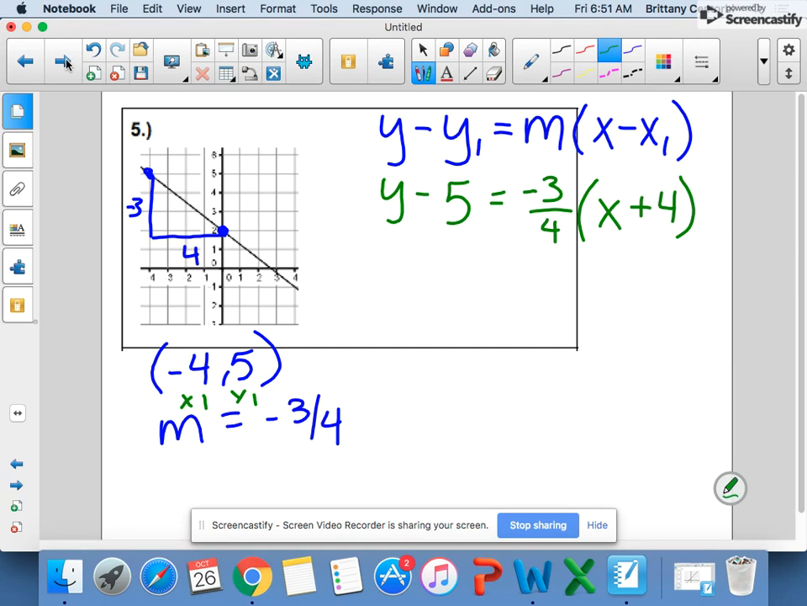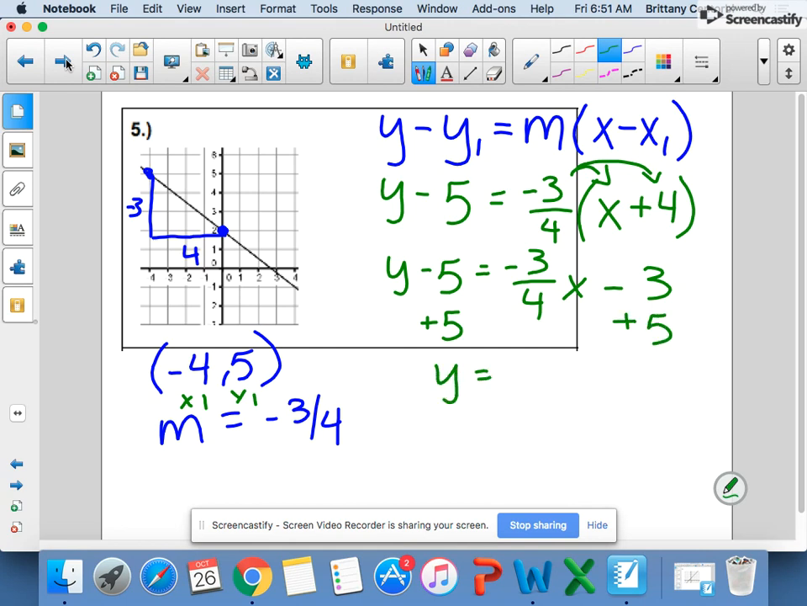Then same thing, we're going to solve for y. So we're going to distribute this through. So we get y minus 5 equals -3/4x, and then -3. And then our last step is to add 5 over. So we get y equals -3/4x plus 2.